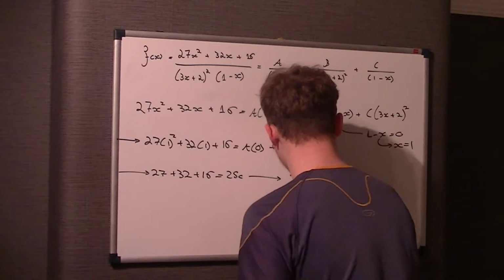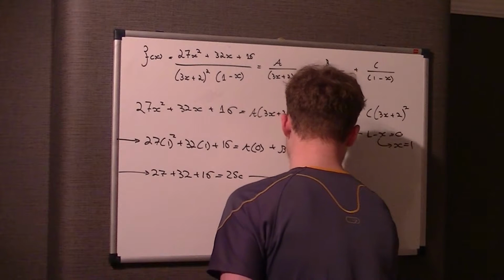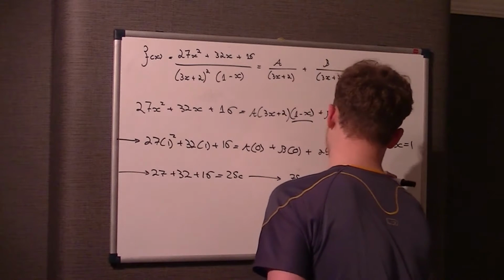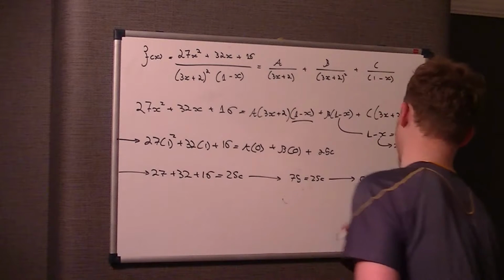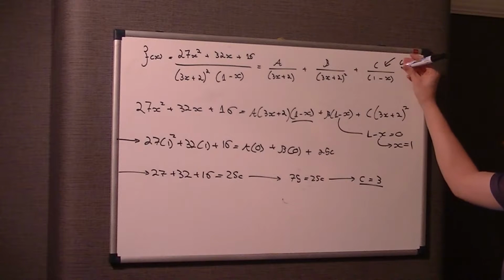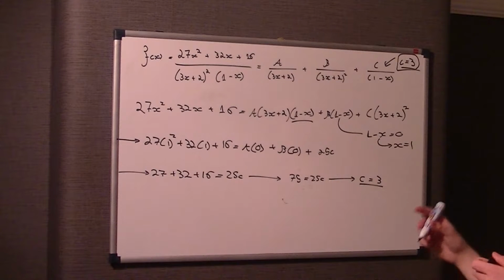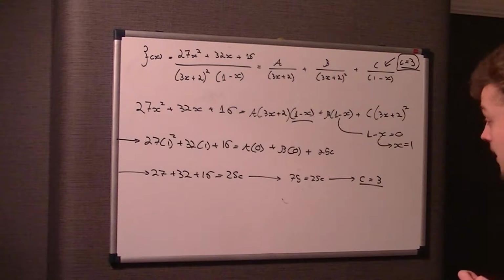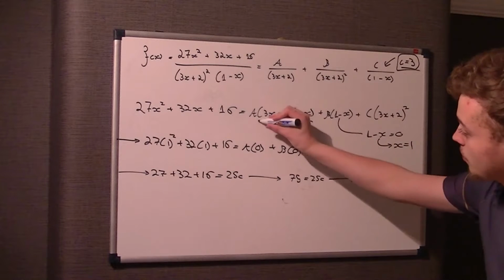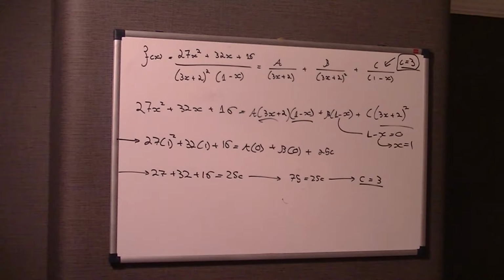So 75 equals 25C. It's just a case of working out C, and if you do that, you get C equal to 3. So I just put C is equal to 3. Now we've got a value for C, we need to work out a value for B. To work out B, which has a factor of 1 take x, we need to make A and C equal to 0. They both have a factor of 3x plus 2, so therefore we make 3x plus 2 equal to 0.